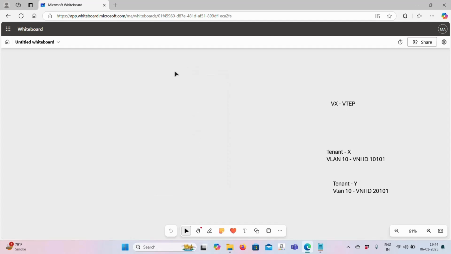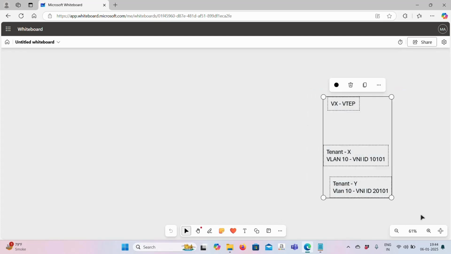The next protocol, or the third protocol that we discussed, is MP-BGP. So what is the use of MP-BGP in ACI, guys? MP-BGP is not used for endpoint learning.